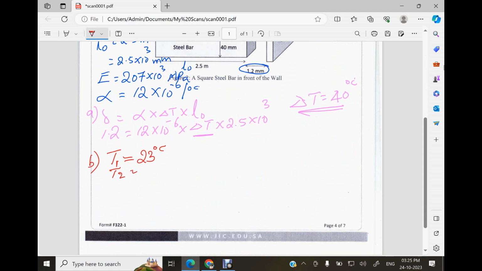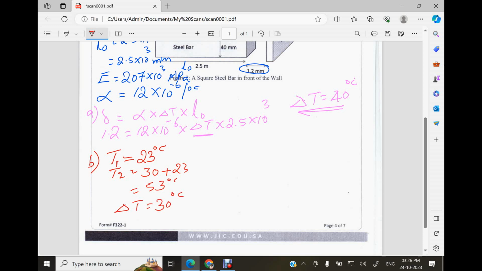Sorry, let me just go to the color. 30 degrees Celsius. If you rise by 30 degrees Celsius, what will happen to the final temperature? 23 becomes 53 degrees Celsius. Or I can simply say delta T is equal to how much? Delta T is equal to 30 degrees Celsius. That's what he tells me. Okay. Fine.